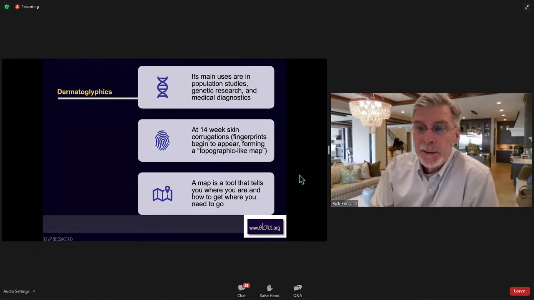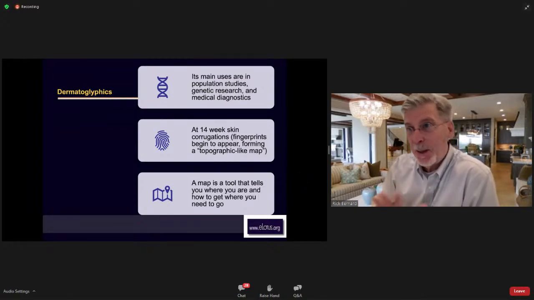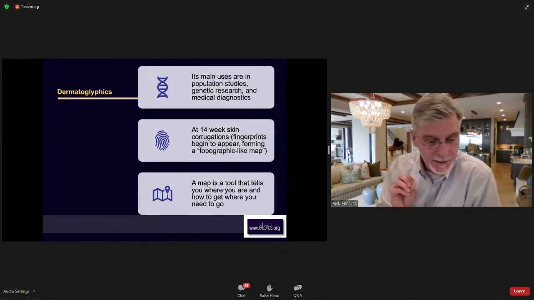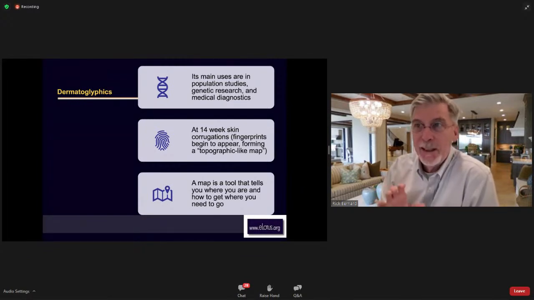And I'm going to make the statement. This is a map that tells you where you are and how you're going to get to where you want to go. And this is really what this is all about. It's a genetic imprint that kind of gives us a blueprint for our lives, and it tells us again what we're really here for. It gives more of a meaning to your life.